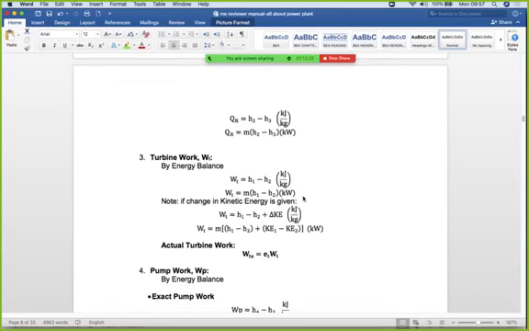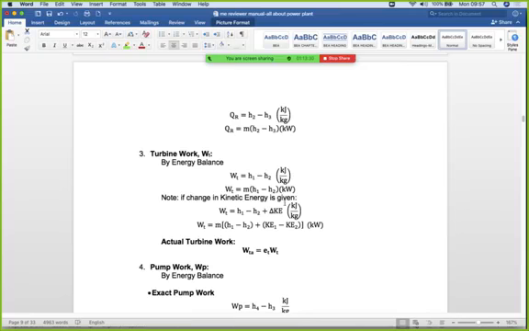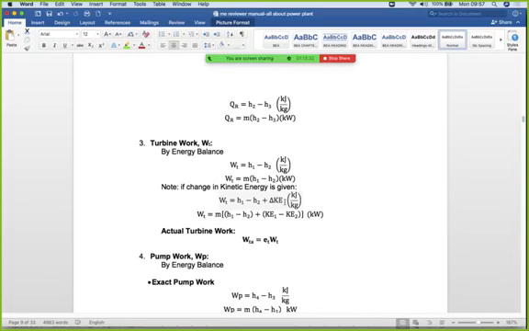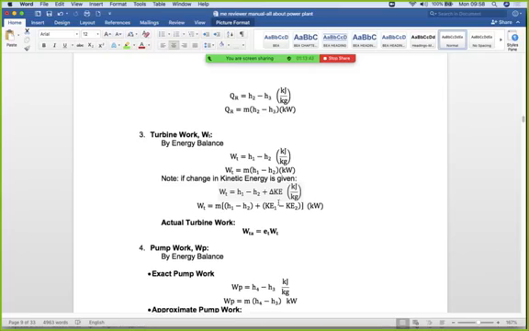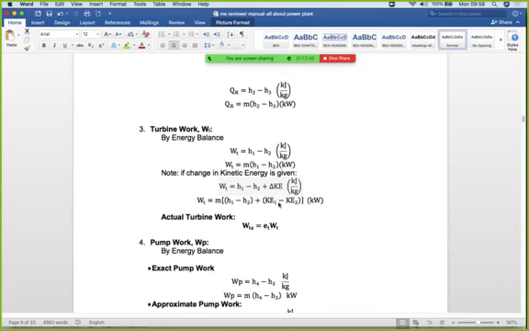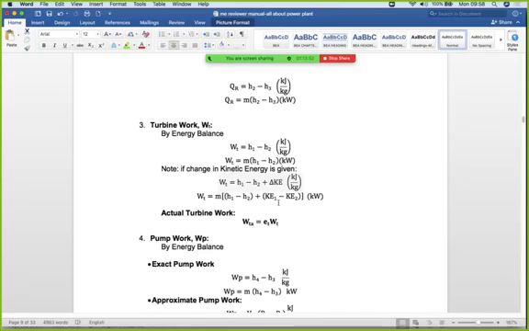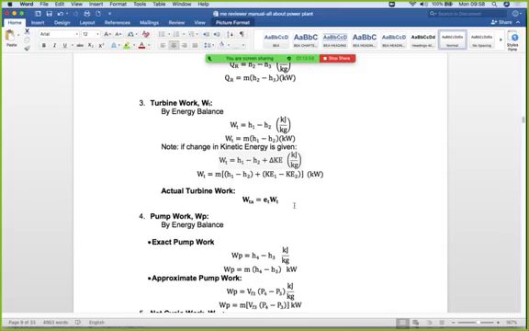So for the turbine work, if we go to the turbine section, it's H1 minus H2. Note that if the change in kinetic energy is given, you have to account for the difference in kinetic energy. You have to add it, that is KE1 minus KE2. Actual turbine work is the efficiency times the theoretical turbine work.